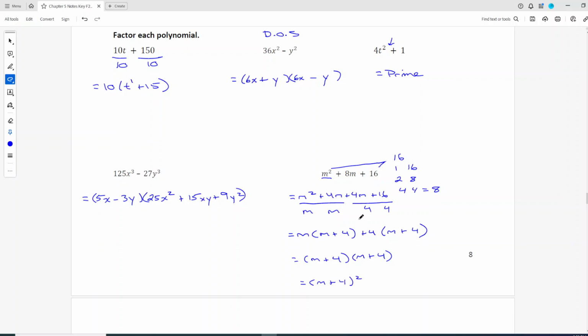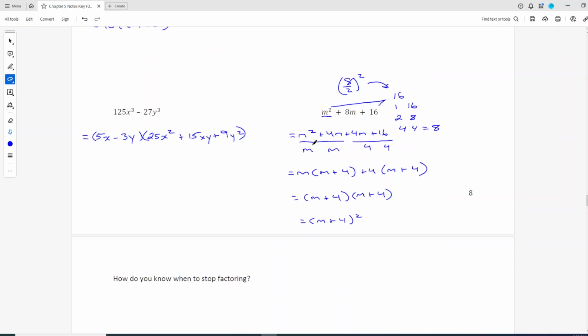that maybe some of you recognized right from the beginning that half the middle term squared gives me AC, which means I could have gone straight to here. Square root of m squared is m, square root of 16 is 4, and then brackets all squared. Whew, lots of knowledge there, okay? But worst case scenario, AC method. It does all the work.